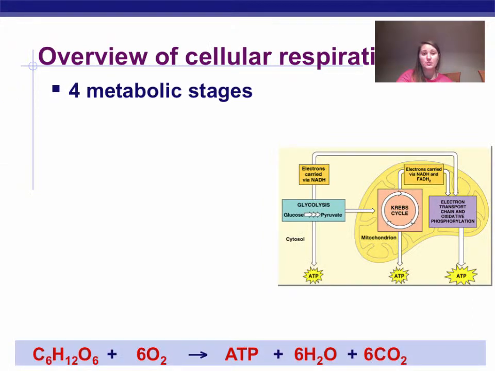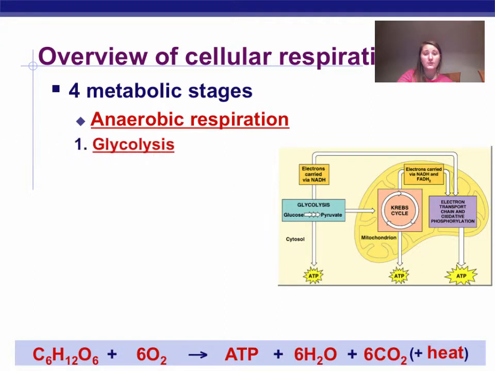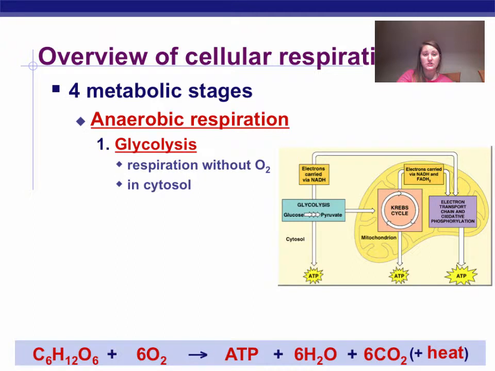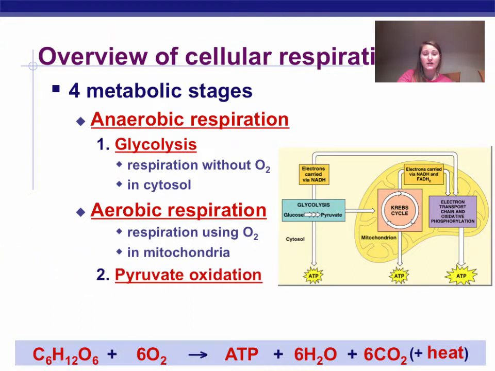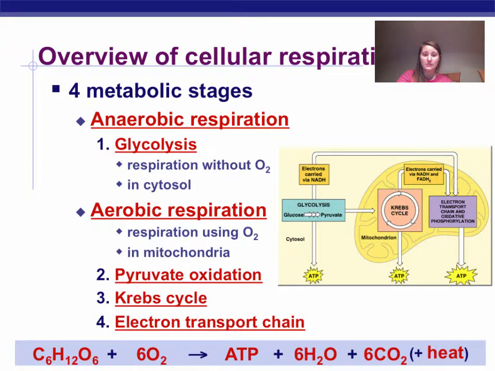So cellular respiration has 4 metabolic stages. Anaerobic respiration involves glycolysis without oxygen, and it occurs in the cytosol, while aerobic respiration is respiration with oxygen occurring in the mitochondria. A part of aerobic respiration is pyruvate oxidation, as well as the Krebs cycle and the electron transport chain.